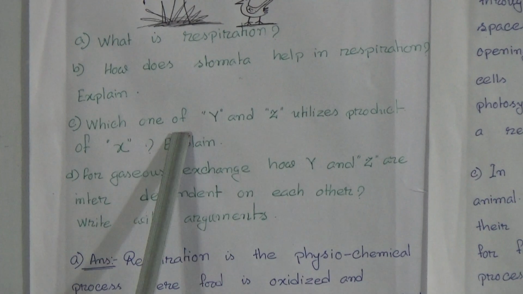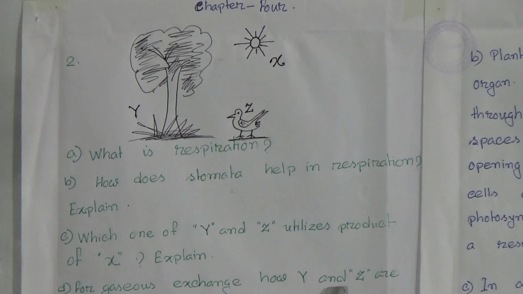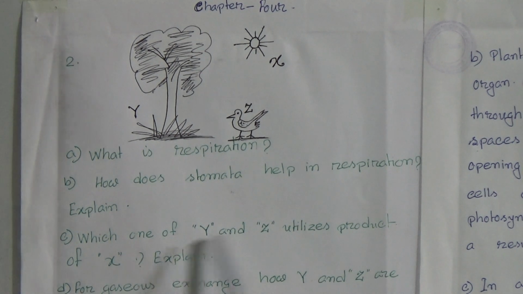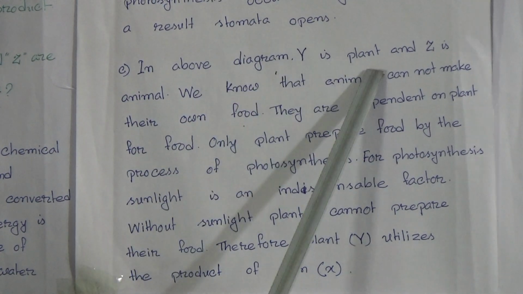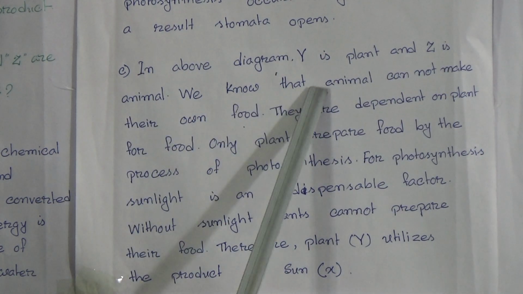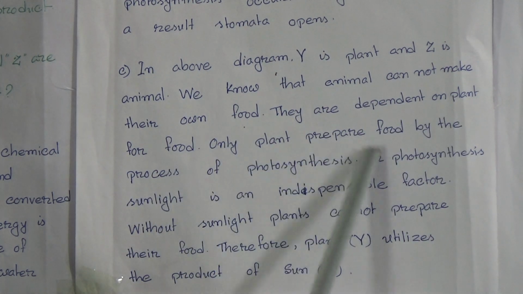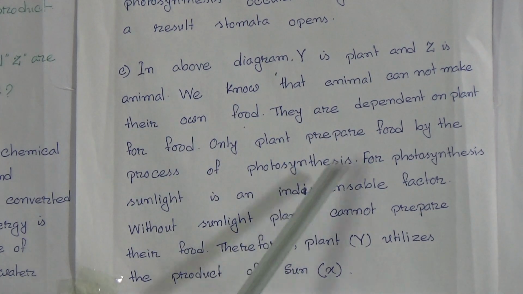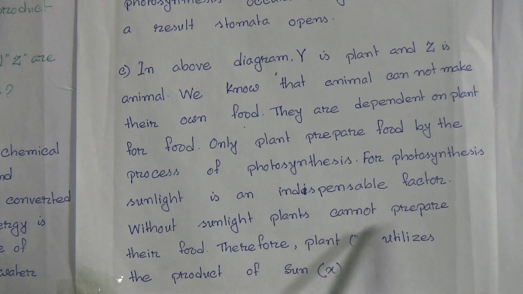Now question C. Y is a plant and Z is an animal or bird, which are interdependent. Which utilized product of the X is the sun? Explain. Answer C. In the above diagram, Y is plant and Z is animal. We know that animals cannot make their own food. They are dependent on plants for food. Only plants prepare food by the process of photosynthesis. For photosynthesis, sunlight is an indispensable factor. Without sunlight, plants cannot prepare their food. Therefore, plant Y utilizes the product of X, that means the sun.